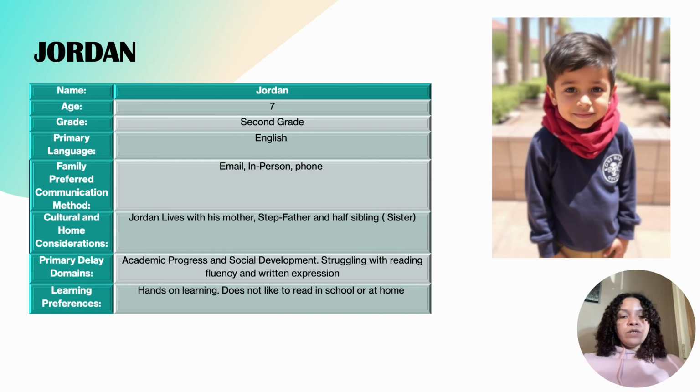The family's preferred communication methods are email, in-person, and phone contact. Cultural and home considerations: Jordan lives with his mother, his stepfather, and his half-sibling, his sister. Jordan does not see his biological father. The primary delay is academic progress and social development, struggling with reading fluency and written expression. The learning preference is hands-on learning; he does not like to read in school or at home.